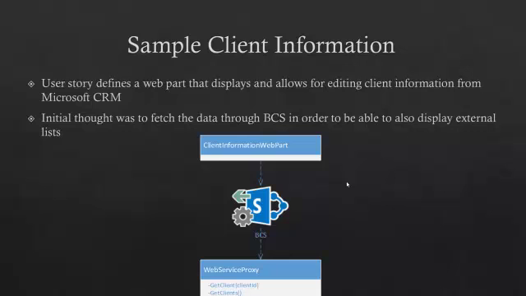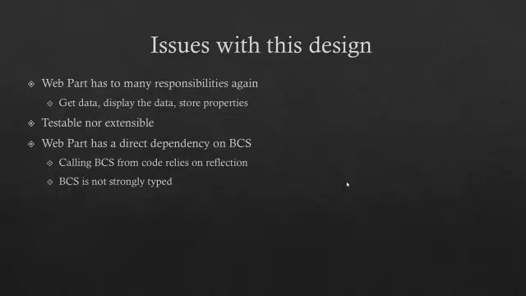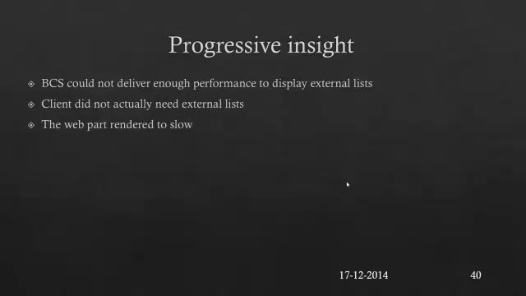Okay. Issues with this design. The web part again has too many responsibilities. It is there to get the data and display the data, but also store properties. This is neither testable nor extensible. Okay, this web part is calling BCS directly. So BCS relies on reflection. It's not type safe in any way. And this web part has a direct dependency on it. So what if BCS doesn't work?